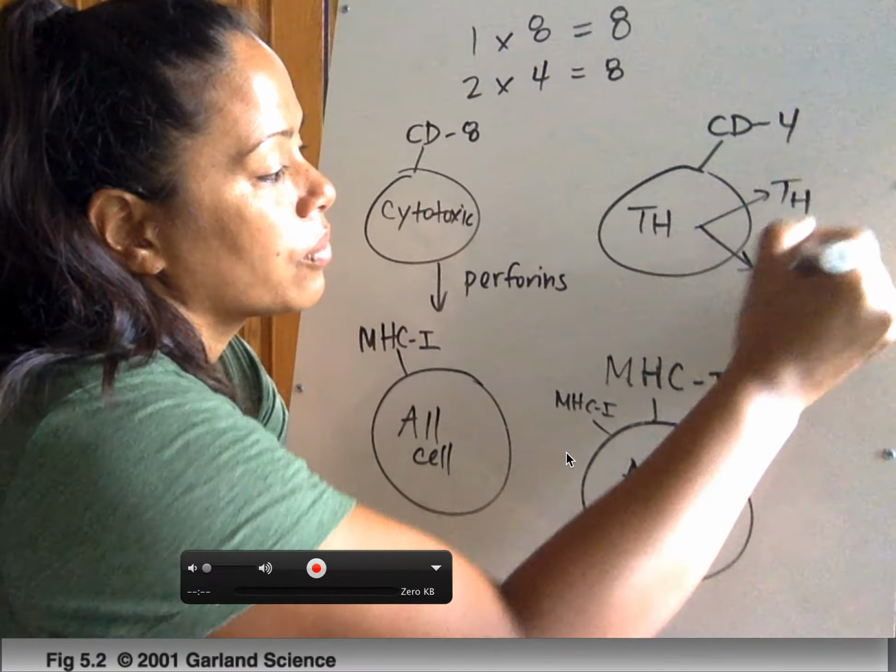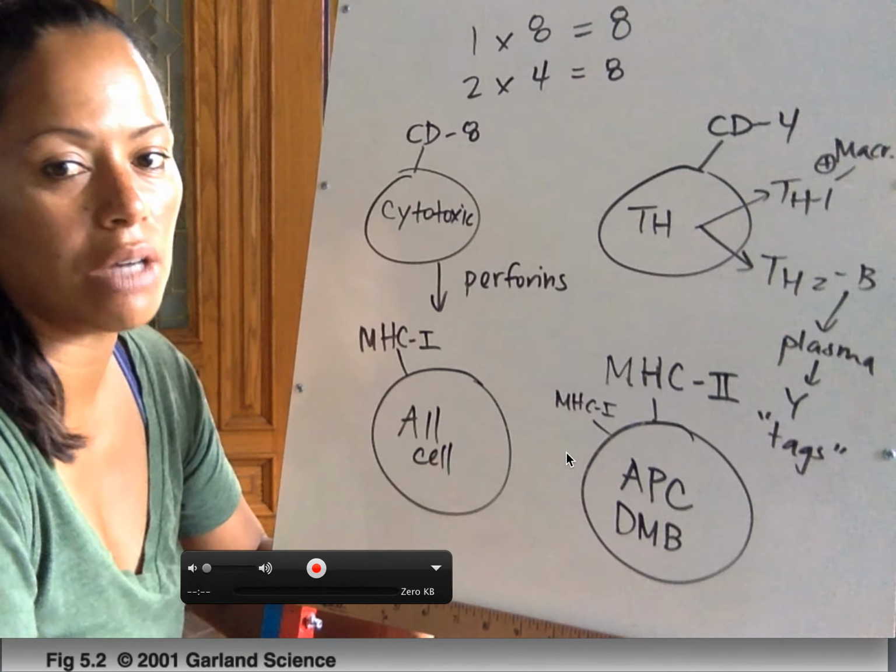So TH1, one big eater. We said those were our macrophages. So it encourages the development and migration of macrophages to come to the rescue.